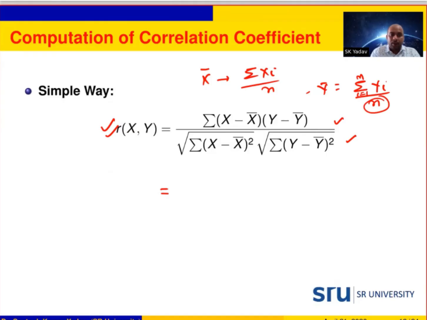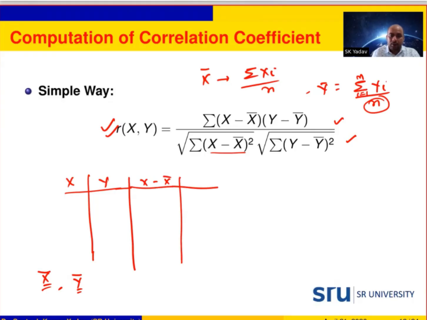Now let's see how the computation will be done here. If I have the x variable and the y variable, what are the things we need to compute, or how many columns do we need to compute? First I will compute x bar, then y bar, using the definition, that is the mean of x and the mean of y. Then I will compute x minus x bar in the next column. Then I will compute x minus x bar whole square, because it is there. And then y minus y bar, I will compute.